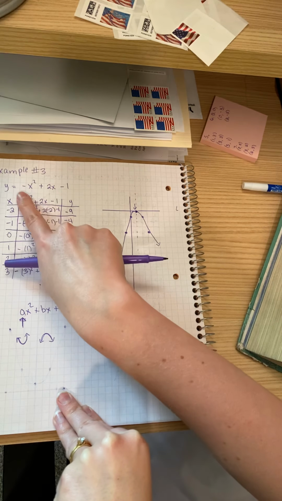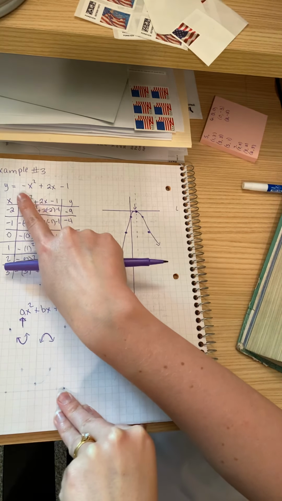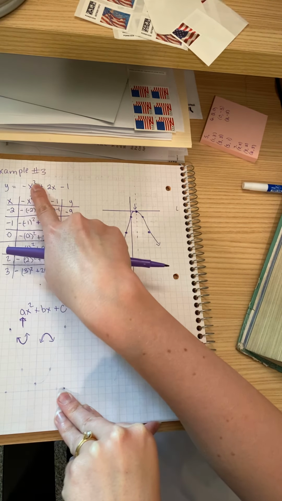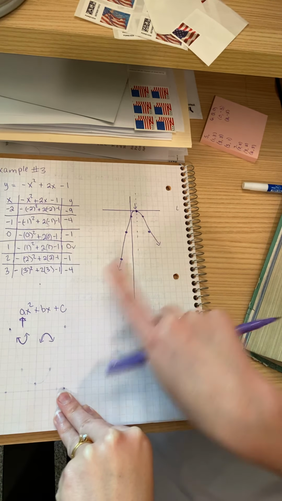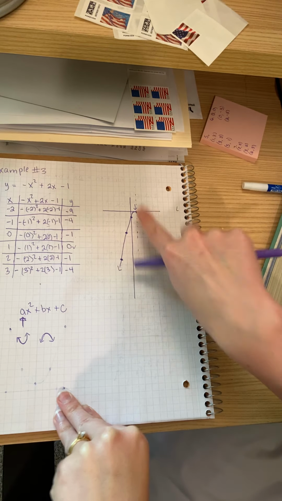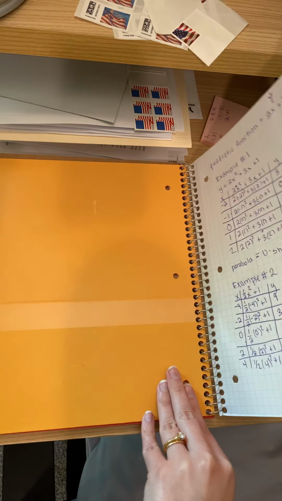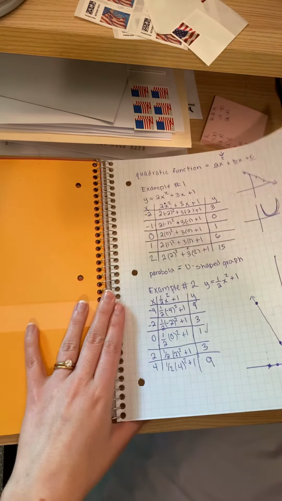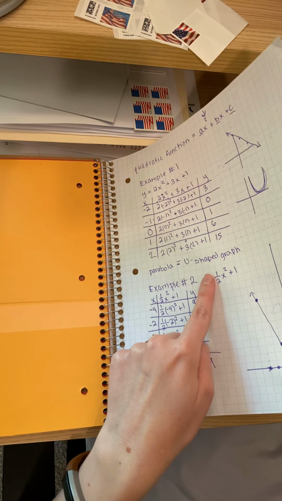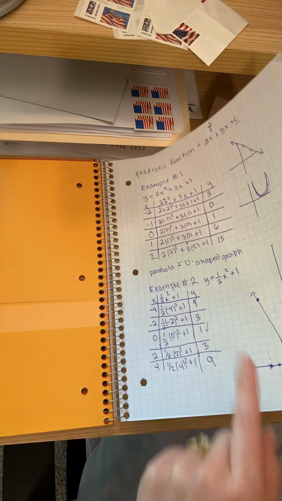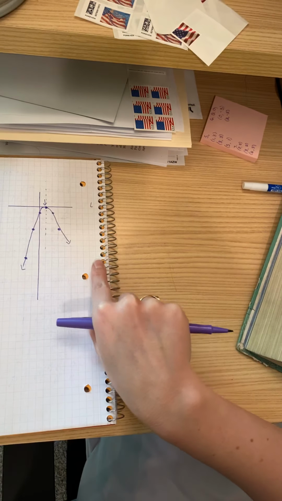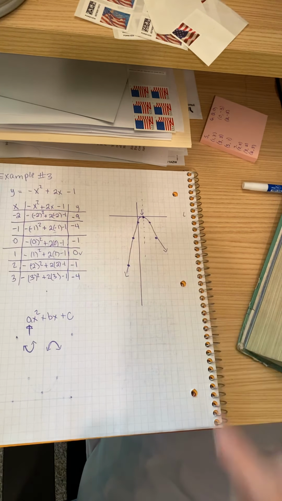Look at example 3, for example. We had negative x squared. Negative x squared, if it's negative, it's opening down. Example 2, we had a positive 1/2 x squared. If it's positive, it opens upwards. So it's not necessarily the value of a, but the sign of a. Positive opens up, it's smiling. If it's negative, it's sad, it's frowning because it's negative.